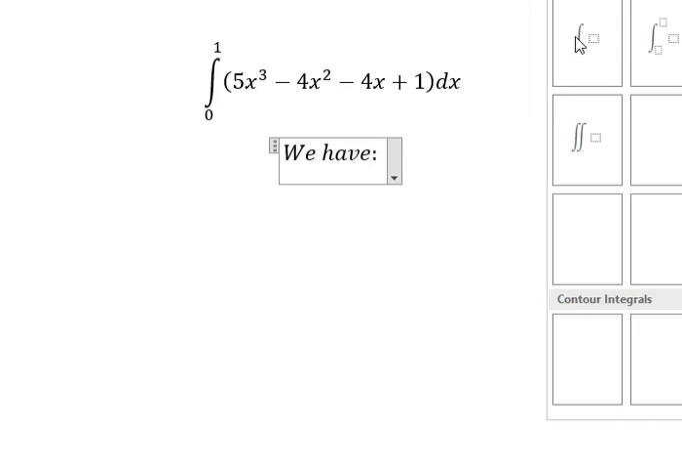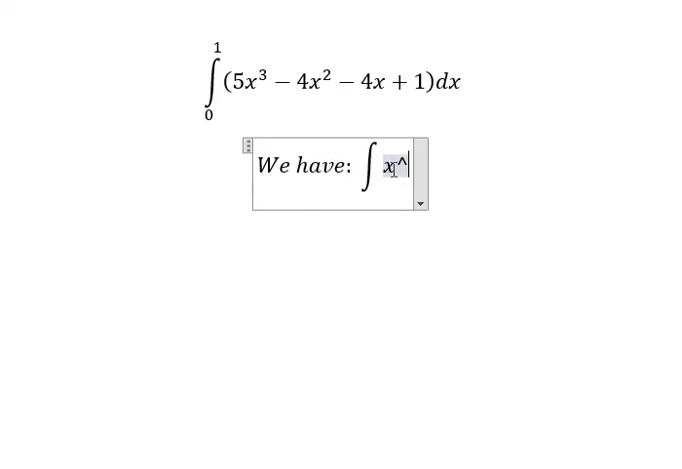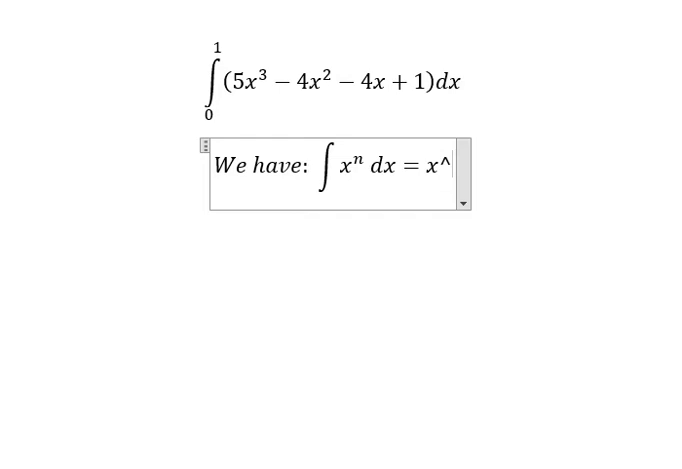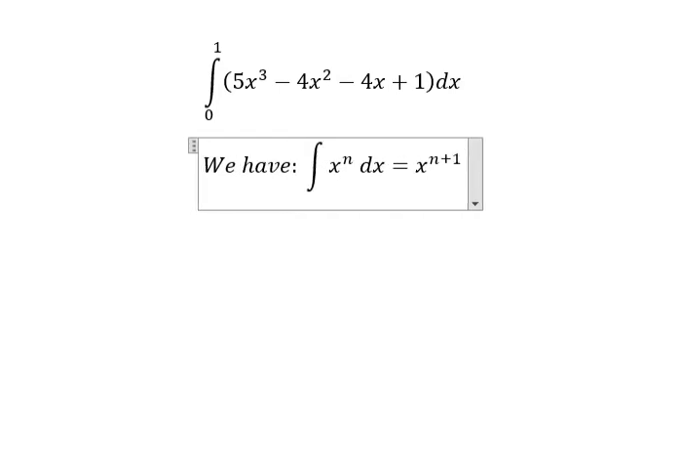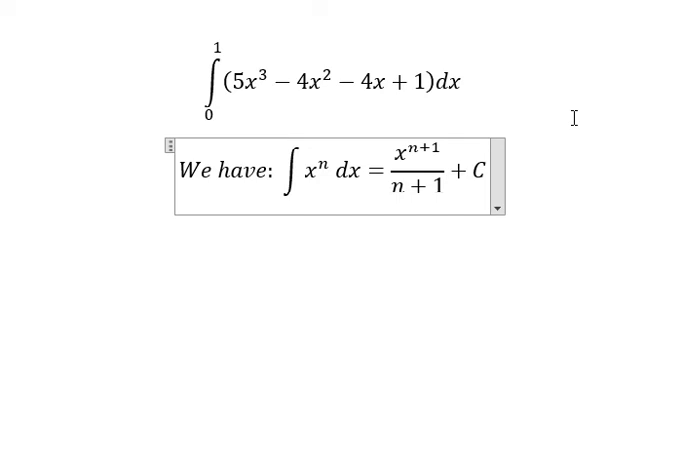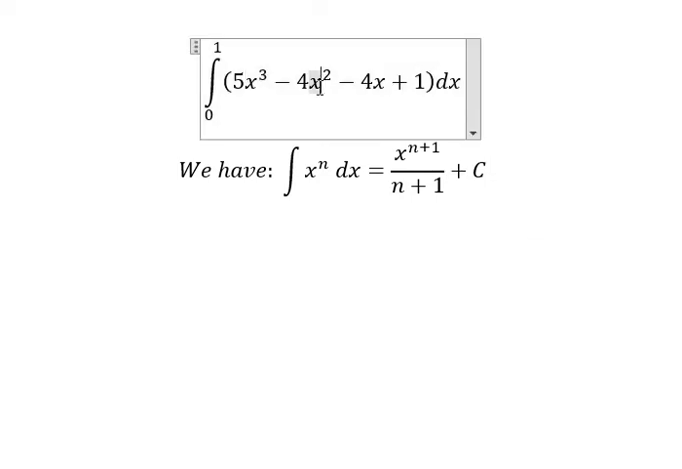That is about the integration of x to the power of n dx. You get x to the power of n plus 1 over n plus 1, and we put c. Now we apply the formula for this one, and this one.